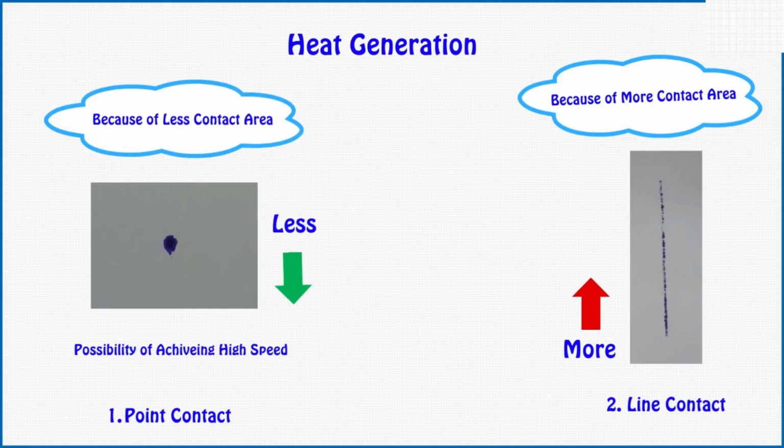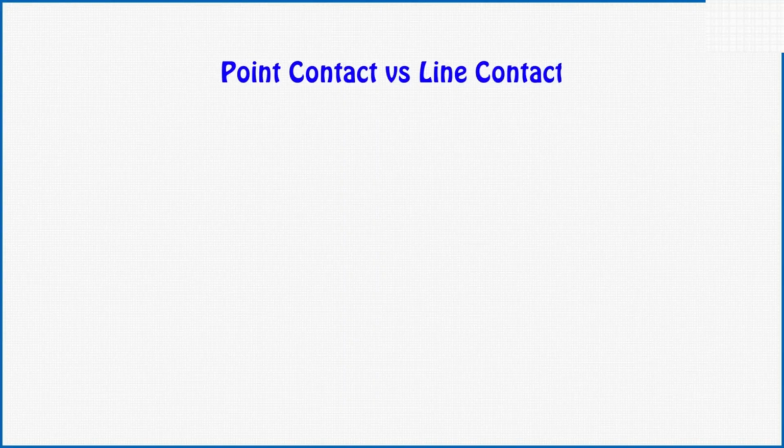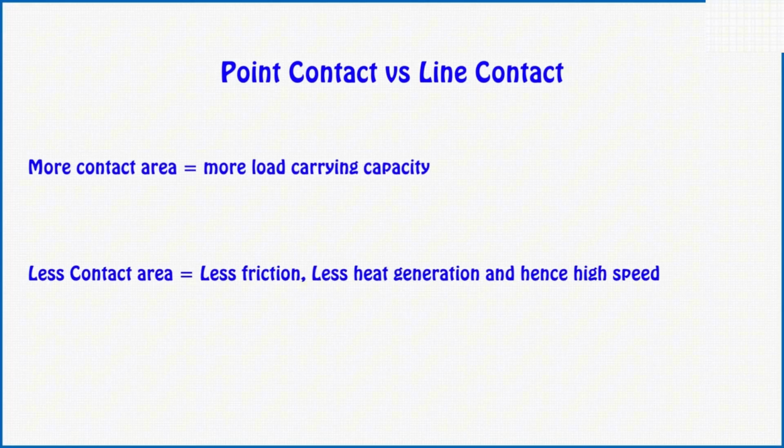Similarly, the heat generation in line contact is also more due to friction of more contact area in line contact, and in point contact, the heat generation is less. In simple, more the contact area, more the load carrying capacity. Lesser the contact area, lesser the heat generation, and able to achieve higher speed.